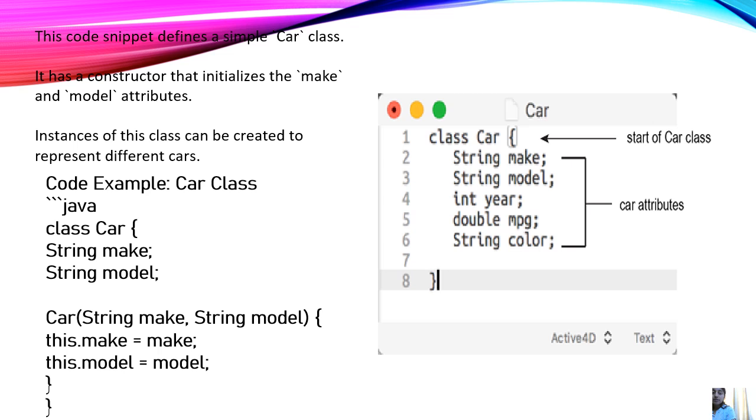This code snippet defines a simple Car class. It has a constructor that initializes the make and the model attributes. Instances of the class can be created to represent different cars. Here is the code example. Car class in Java: class Car, String make and String model, which is the constructor Car(String make, String model). this.make = make; this.model = model.